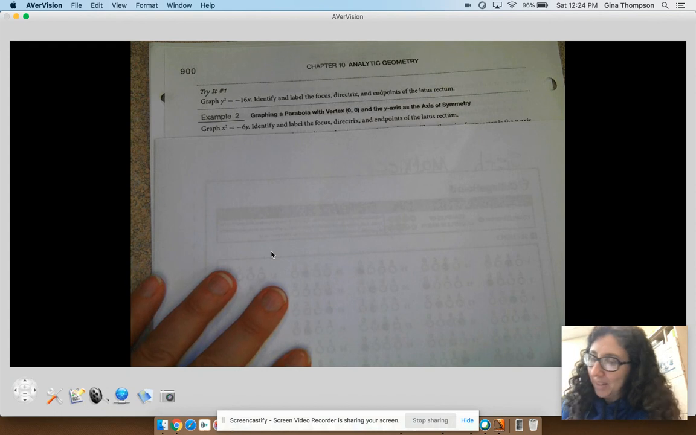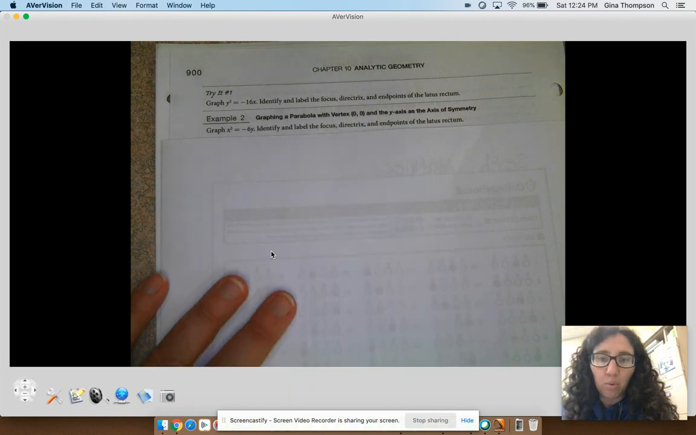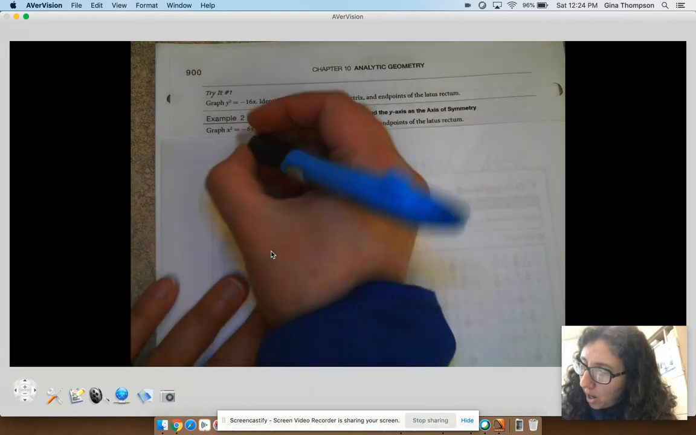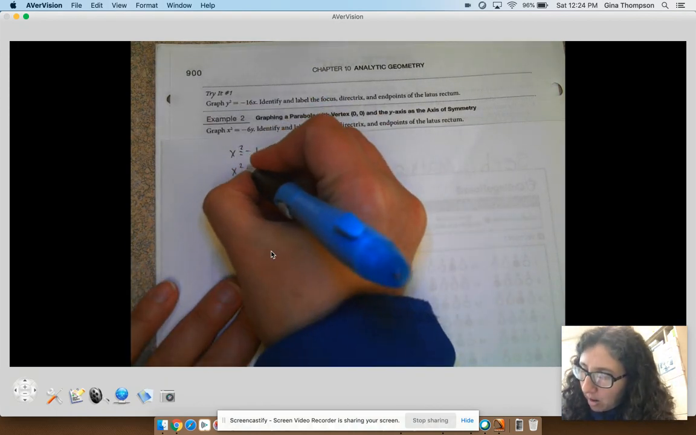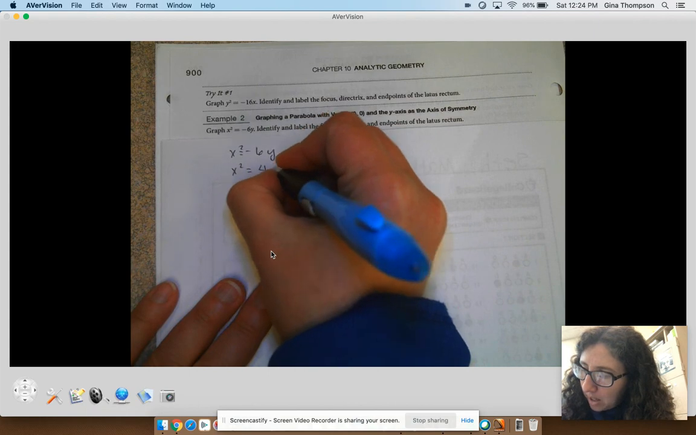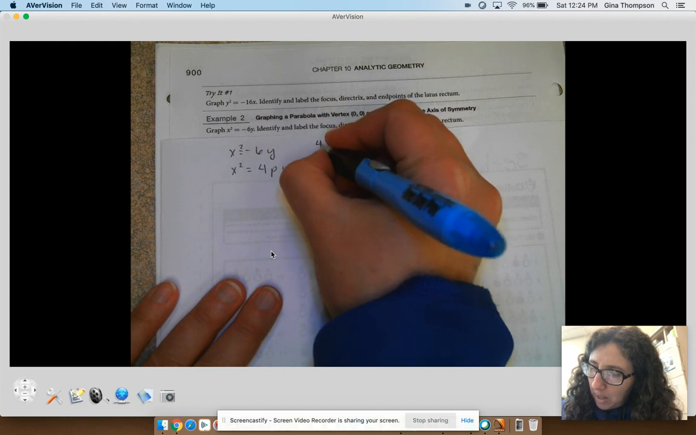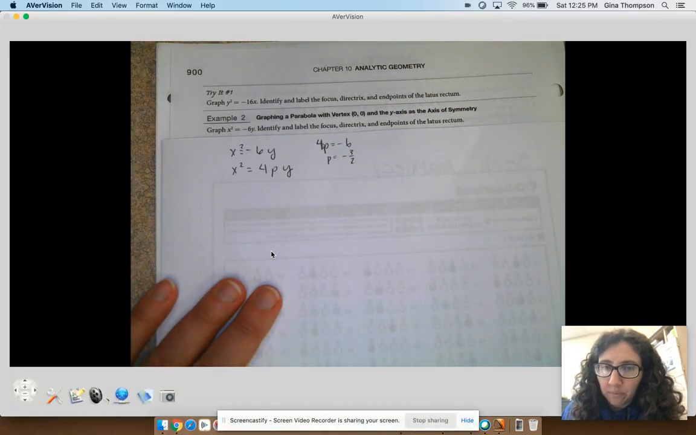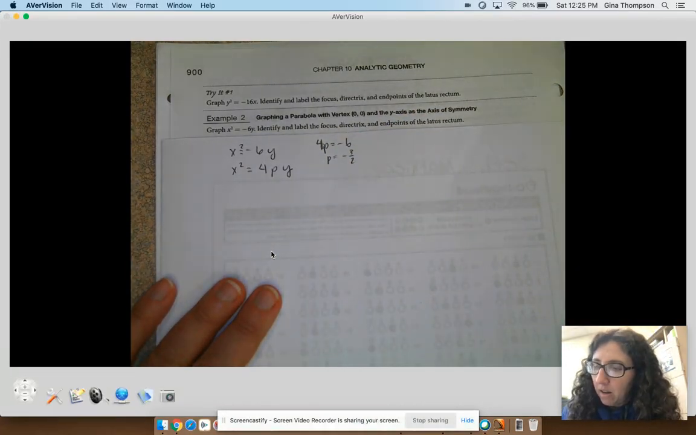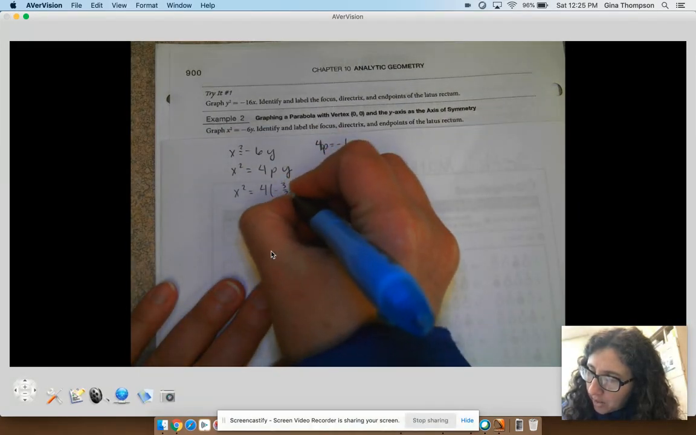Graph this one. Graph x squared equals negative 6y. So same thing, identify and label the focus, directrix, and endpoints of the latus rectum. All right, so x squared equals minus 6y. So x squared equals 4p times y. So 4p equals negative 6. So p equals negative 3/2, right? If we divide by 4, 6 divided by 4. All right, so x squared equals 4 times negative 3/2 times y.